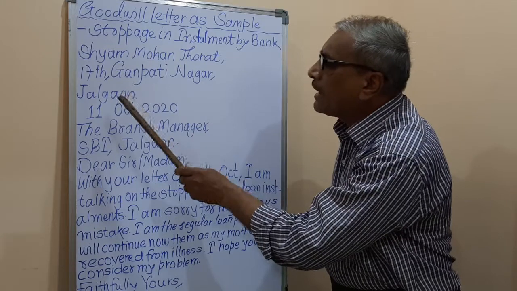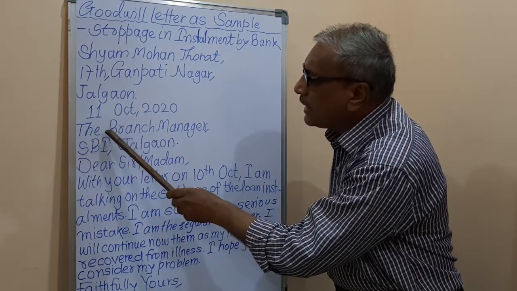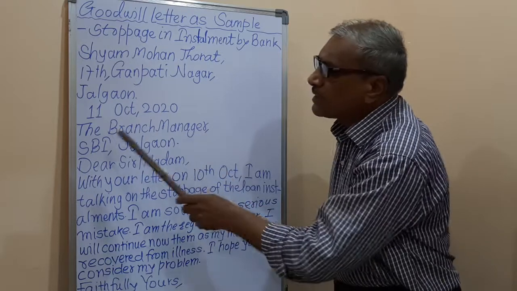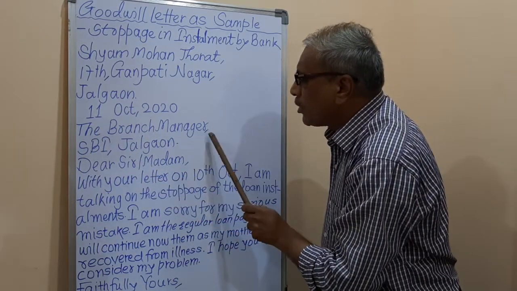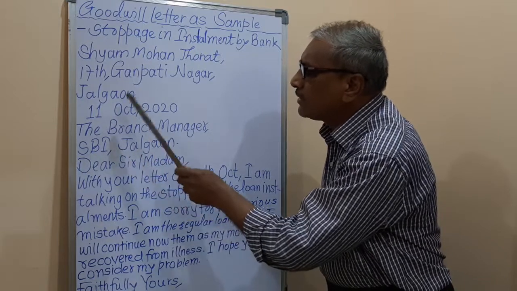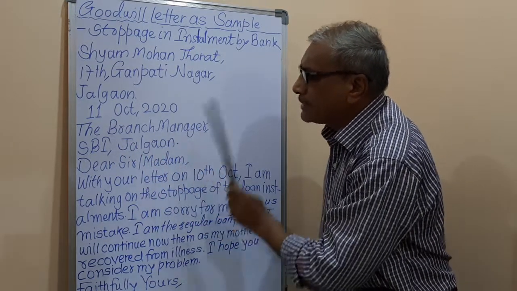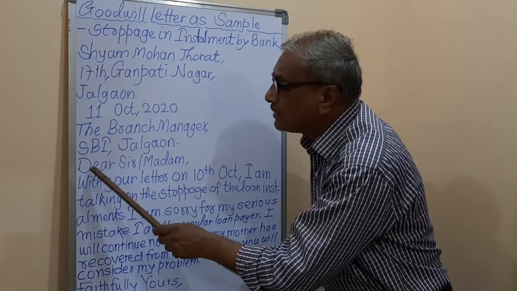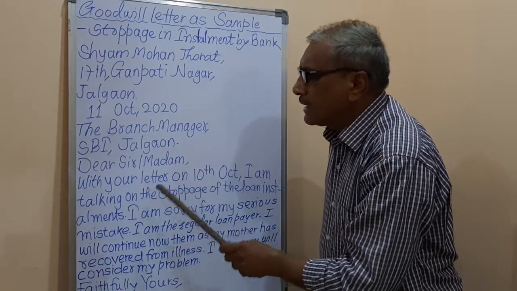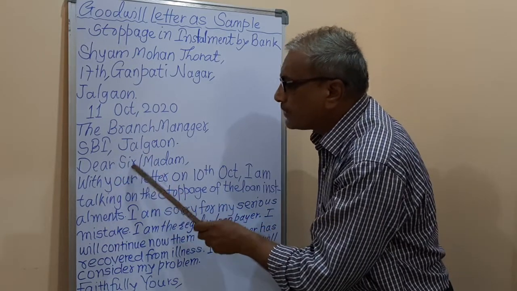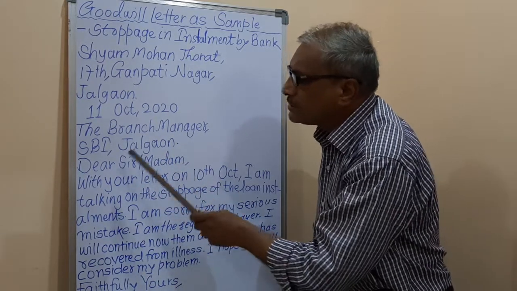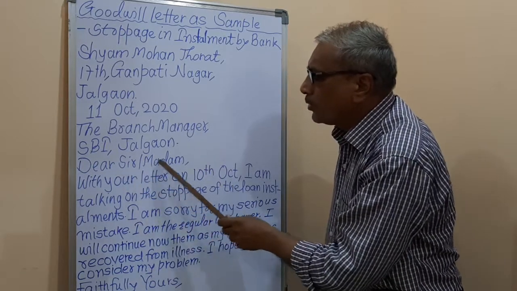Here is the address of the branch manager. See how the customer has written the address of the manager: the Branch Manager, comma, SBI, comma, Jalgaon, full stop. In this way we should write the address. Then the customer has written, Dear Sir / Dear Madam. We should also write Dear Sir / Dear Madam, because the manager can be a madam or a sir, and that's why we should follow this method.